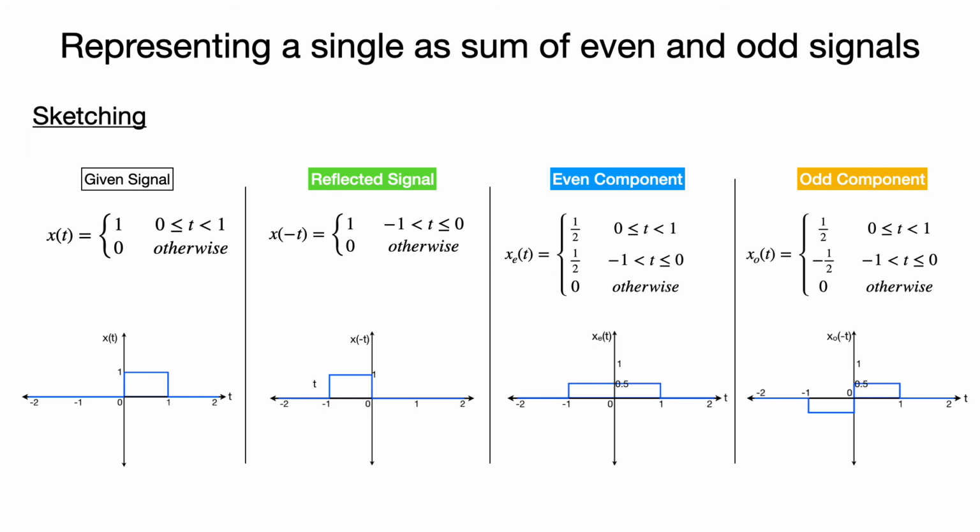So this is how you can represent a signal as a combination of even and odd signals, and after that this is how you can sketch them also.